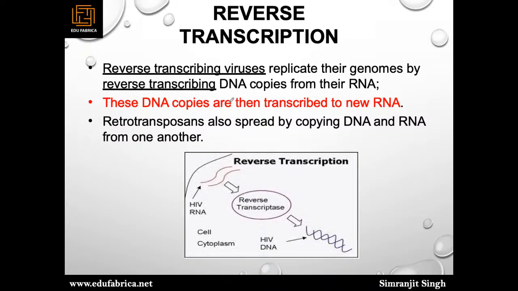And further, reverse transcription is a process in which, for example, HIV RNA could make HIV DNA in the presence of the enzyme reverse transcriptase within your cell or cytoplasm. So reverse transcribing viruses replicate the genome by reverse transcribing DNA copies from the RNA, and these copies are then transcribed to new RNA further. So retrotransposons are also spread by copying DNA and RNA from one another.